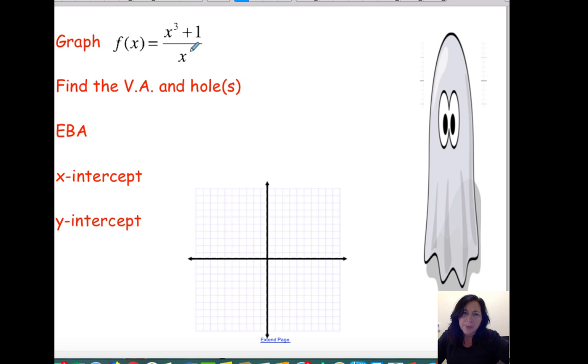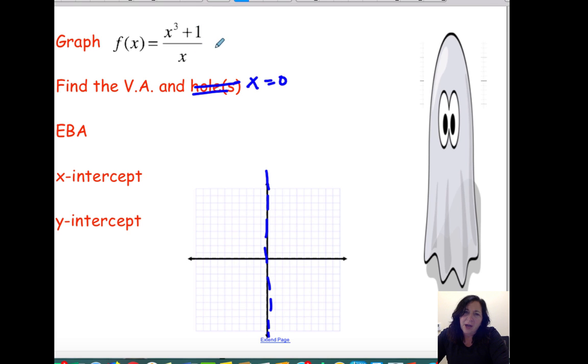For this problem, though, this one's a cubic. You've got x cubed plus 1. The power on top is higher than the one on the denominator, which basically means that for this problem, I'm going to have to divide to find my end behavior. We do know that we have a vertical asymptote at 0. See that right there? That makes it 0. I don't have any holes, so my vertical asymptote is going to be at x equals 0, which is right here.